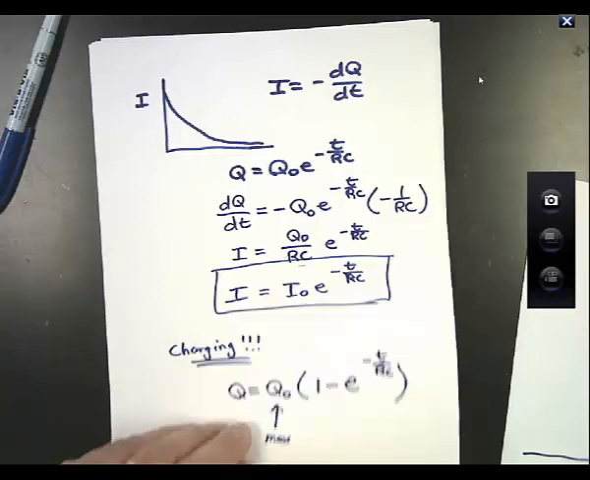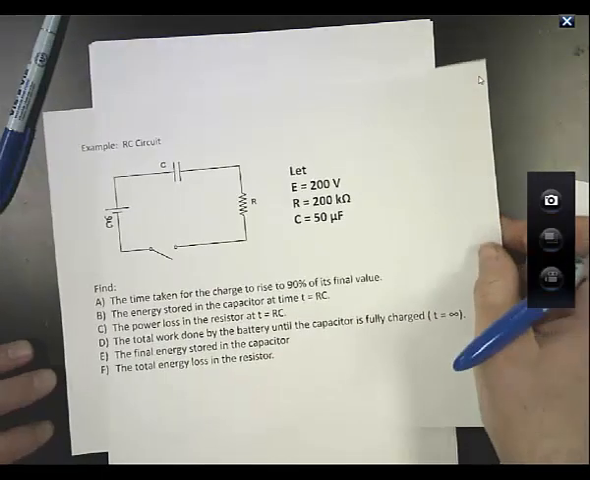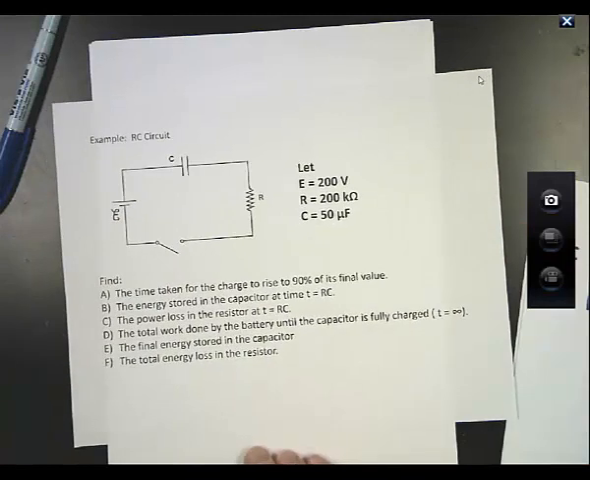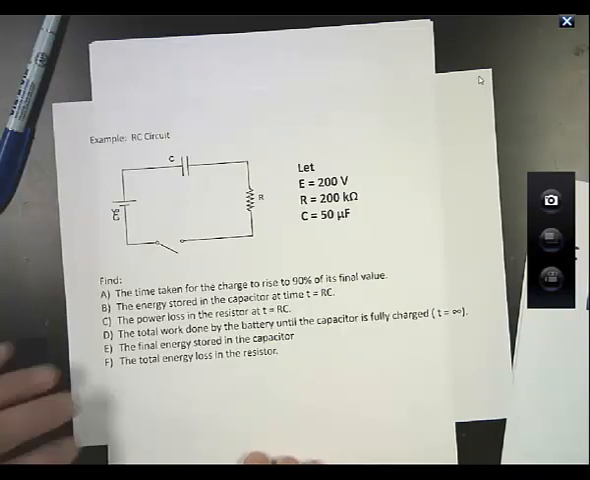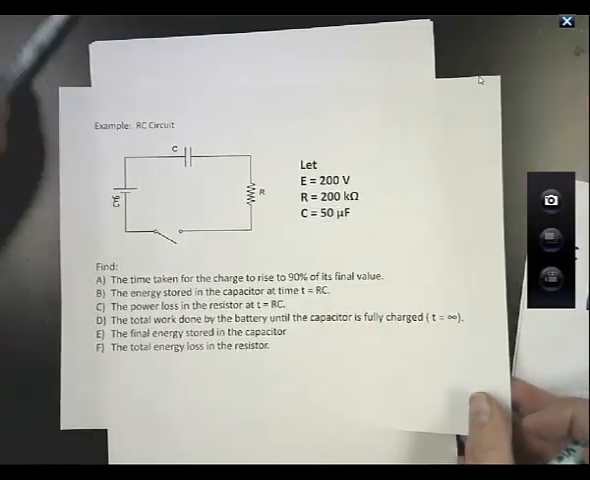The next thing I want to show you is a quick example, and this example actually deals with a charging capacitor, so it's probably a good one to do right now. So let's see if I can find my page here. It's right here somewhere. There we go. Okay, you have this in your notes, and what we're going to do is just take a look at a couple of these parts and see if we can make sense of this. The first one says, find the time taken for the charge to rise to 90% of its final value.